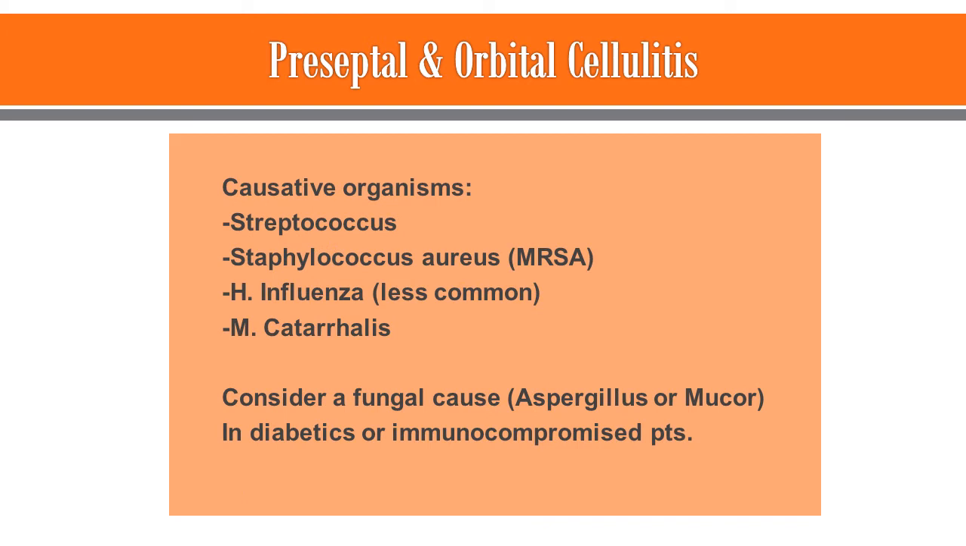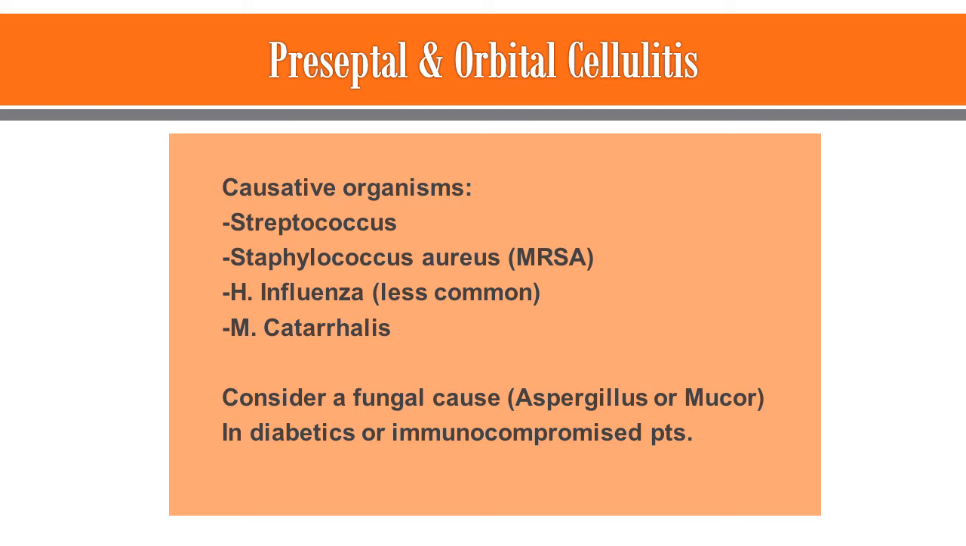Some of the causative organisms include strep, staph, H. influenzae, and M. catarrhalis. And usually H. influenzae is less common. You don't see it as much because most people are now getting vaccinated by the Haemophilus influenzae type B. But M. catarrhalis and the anaerobic bacteria of the upper respiratory tract are sometimes implicated.